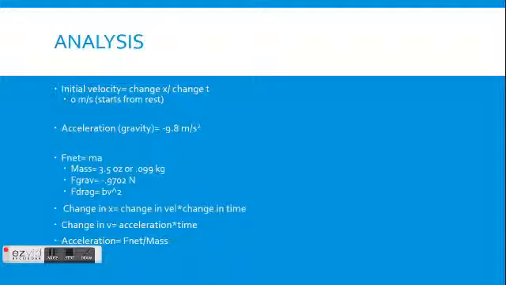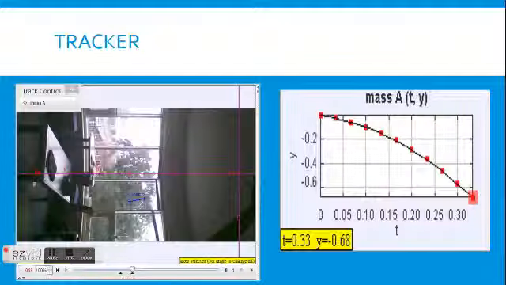Change in x, I made in the model, change in velocity times change in time. Change in v was acceleration times time, and acceleration I got from F net divided by the mass.